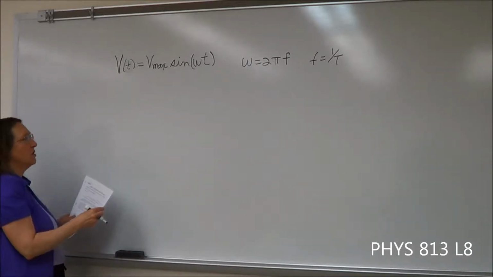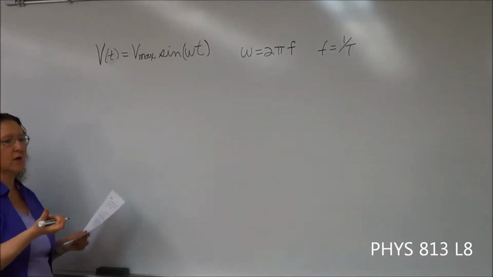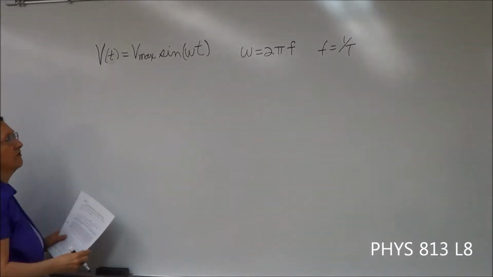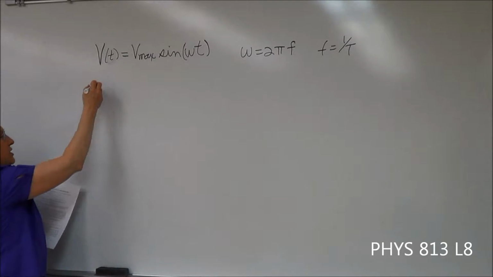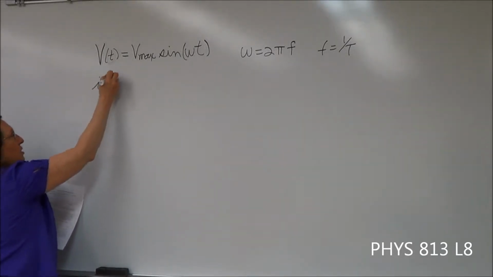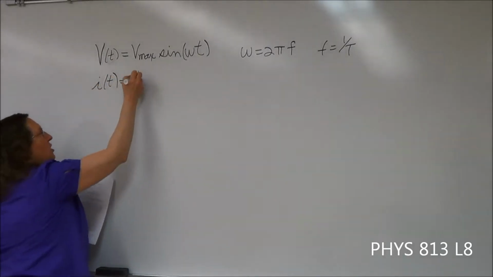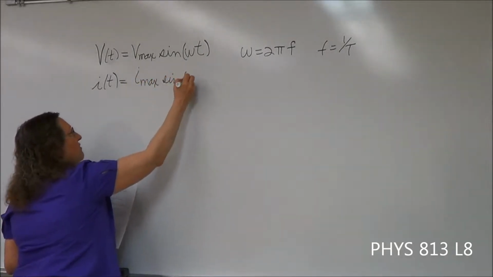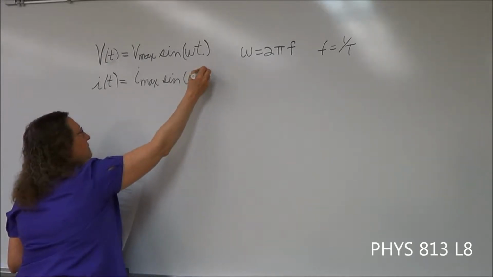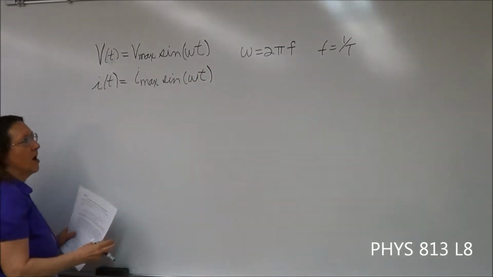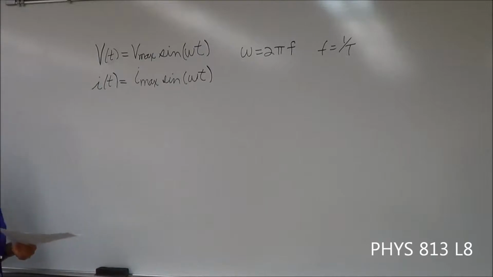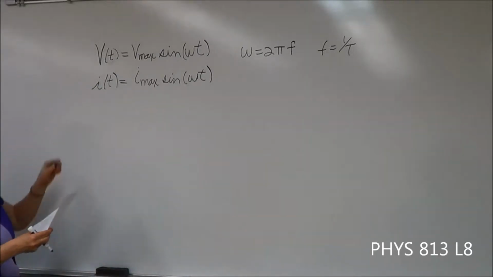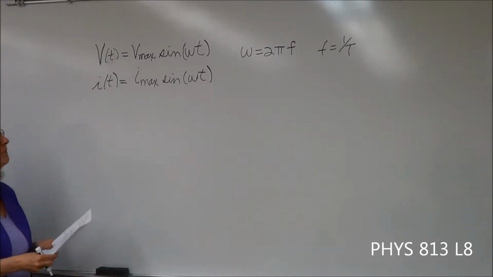And what would seem logical is if the voltage across a resistor is alternating or varying as a sine function, then the current should do the same thing. So the current as a function of time should be I max times sine of omega t. And we know from Ohm's law that V equals IR. R is the resistance, R is constant. So whatever the voltage is doing, the current should be doing the same thing.